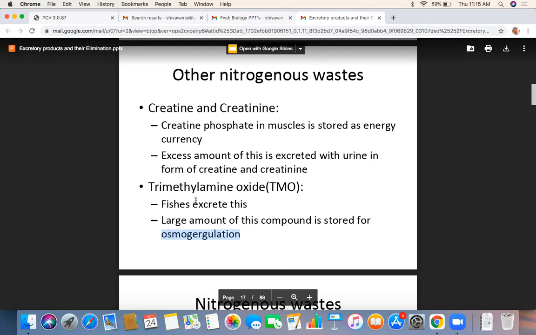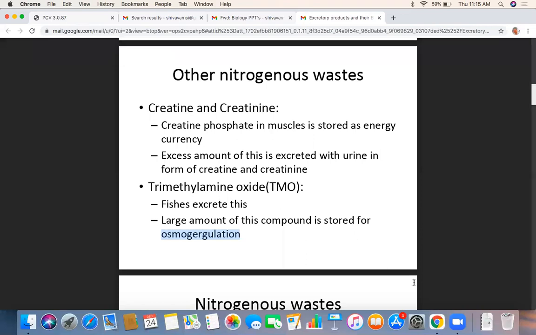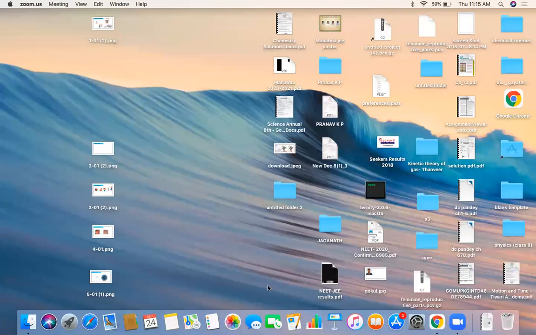Okay, when I was trying to tell about trimethylamine oxide, Mary was trying to tell that fishes will have scales which will be impermeable to this thing. So she was trying to tell that.